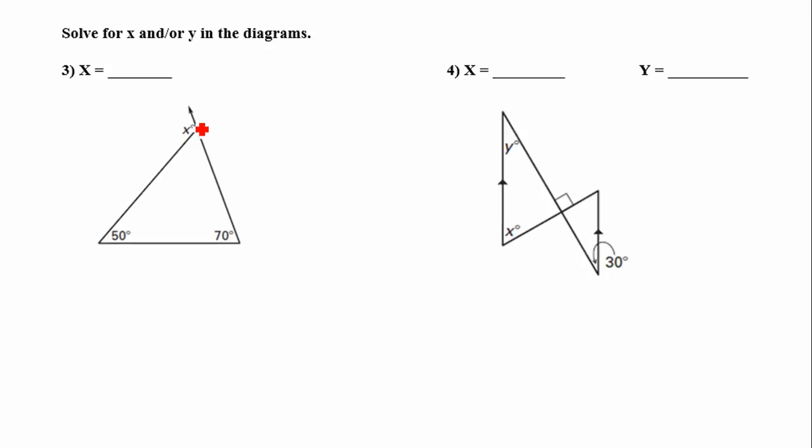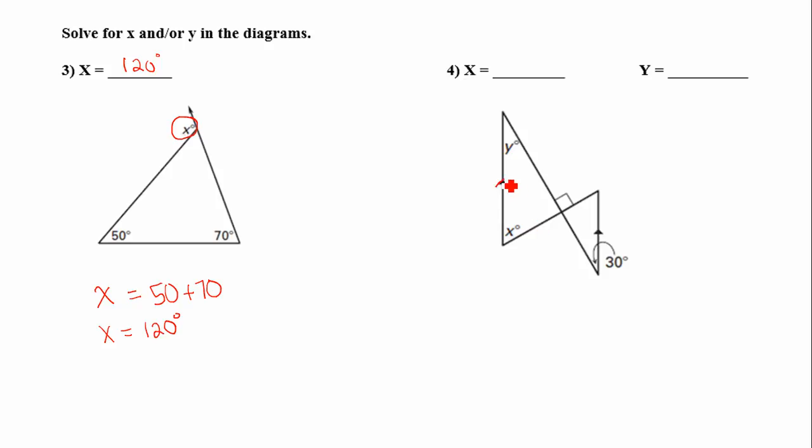Now notice here we have an x on the exterior of a triangle. And if you remember that fact, the exterior angle equals the sum of the two non-adjacent interior angles added together. So the 50 plus the 70. So in this case, x would equal 120 degrees. So 120 here.